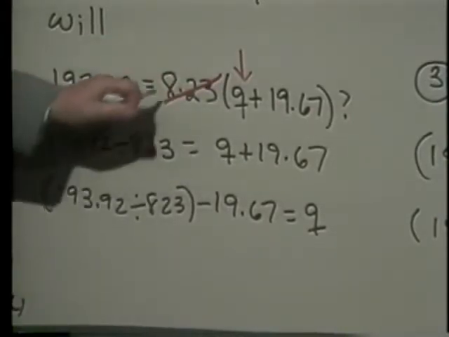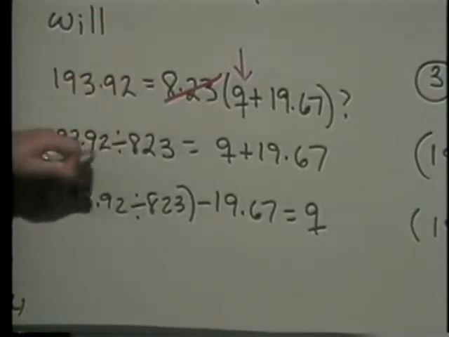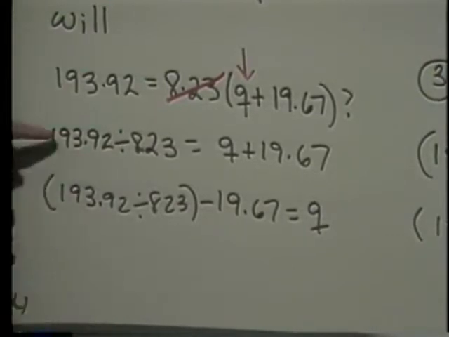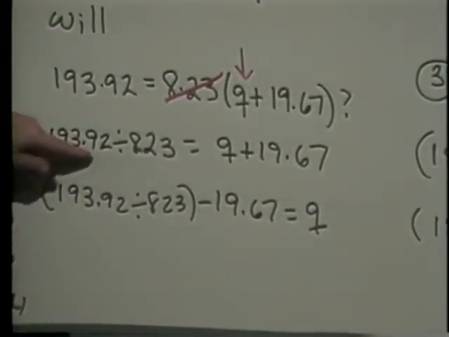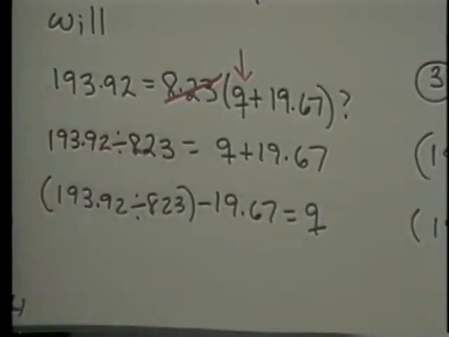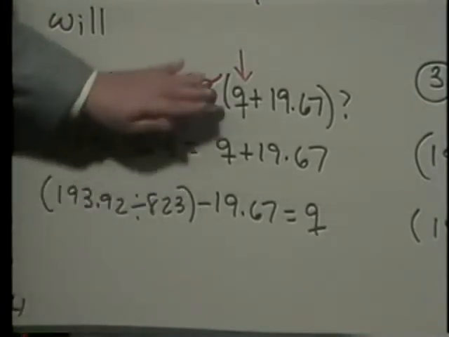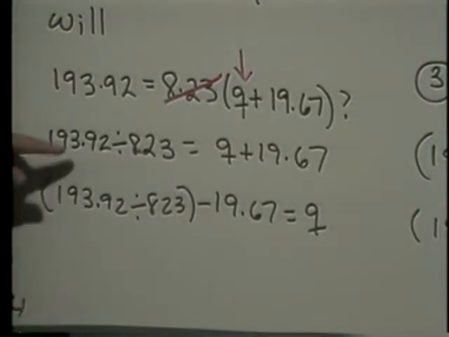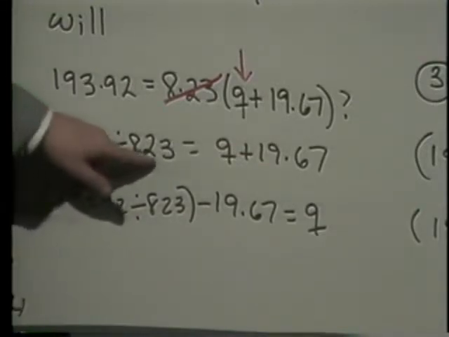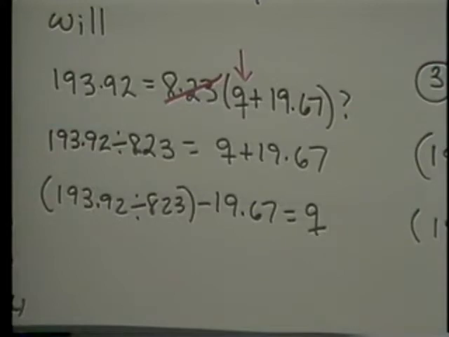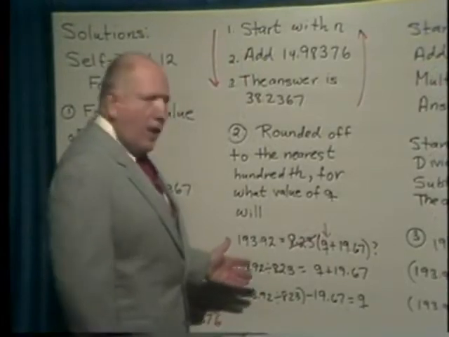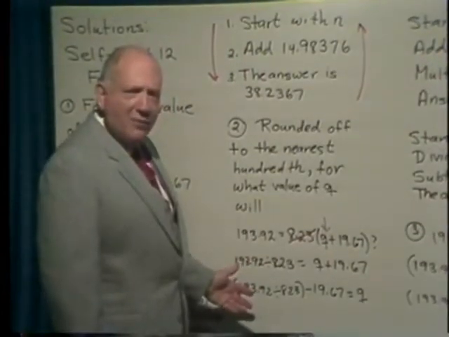But if I divide by 8.23 on one side, I have to divide by 8.23 on the other side. So on the left-hand side, I now have 193.92 divided by 8.23. On the right-hand side, all I have left is q plus 19.67. You may wonder why I haven't simplified this. I'm again trying to emphasize the beauty of the calculator. With the calculator, you can do all of the operations in one swoop.